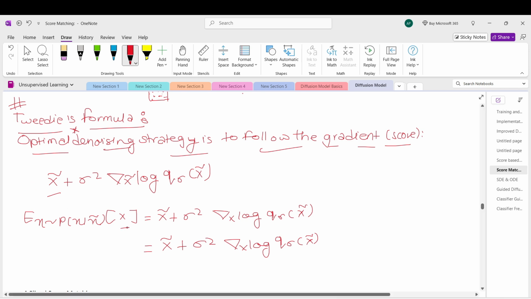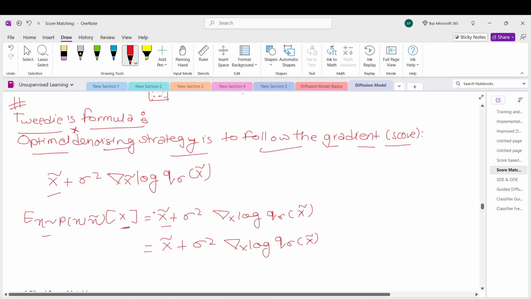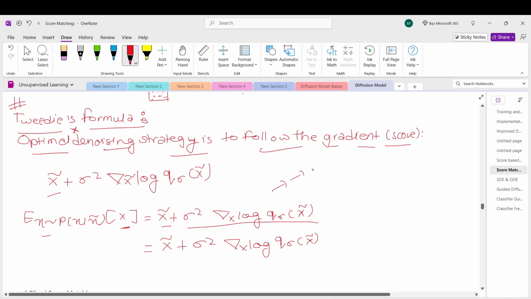So if you want the x, you will sample from this distribution, some p of x given x tilde, and you just want to get the x which is real. So what you have to do is move in the direction towards the score. If you follow the gradient, you will approximately reach the underlying distribution. So this is the idea.